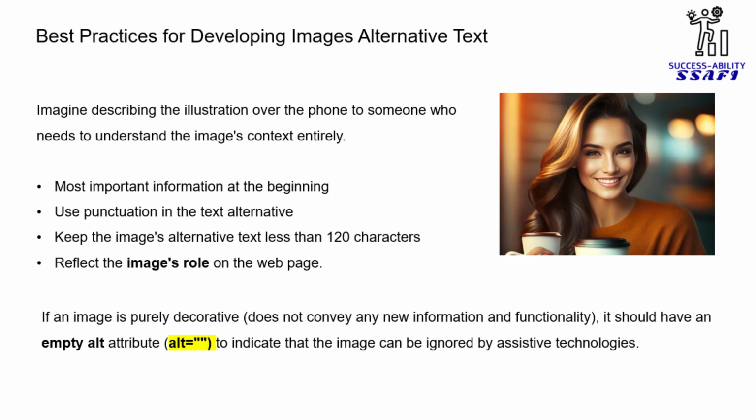Alternative text should clearly describe the content and purpose of the image. For example, a smiling woman holding a cup of coffee is more helpful than just woman for the opposite picture. Consider the context in which the image is used. The alt text should reflect the image's role on the web page. If an image is purely decorative and does not convey any information, it should have an empty alt attribute, alt equal to empty string, to indicate that the image can be ignored by assistive technologies. As was mentioned, addressing missing alternative text is essential for making web content more inclusive and accessible to everyone.